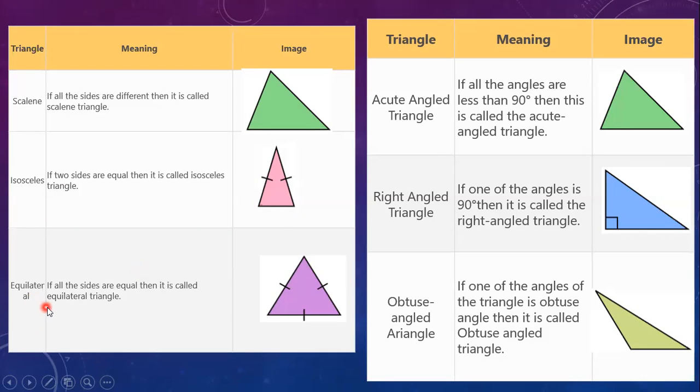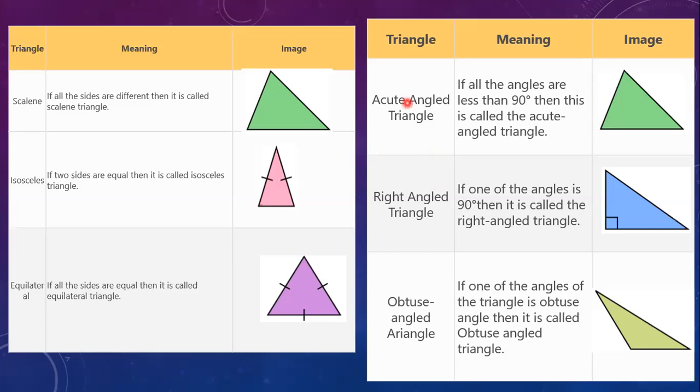Next is the equilateral triangle. What do you mean by equilateral triangle? If all the sides are equal, then it is called an equilateral triangle. In a triangle, if all three sides are equal, then it is called an equilateral triangle. So these are the triangles based on the sides. Based on the sides, we can divide the triangles into three types: scalene triangle, isosceles triangle, and equilateral triangle. These are the three. Now let us see triangles based on angles also.